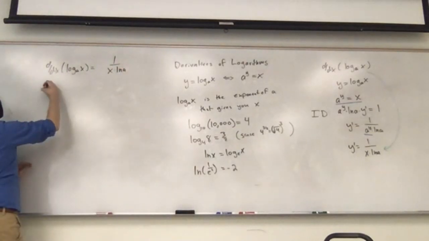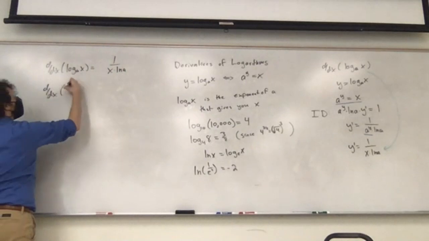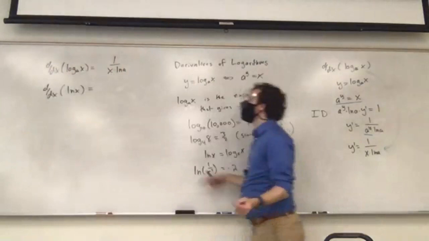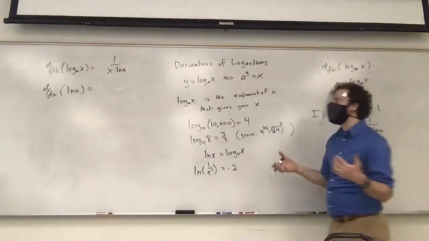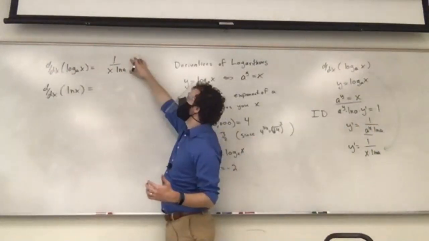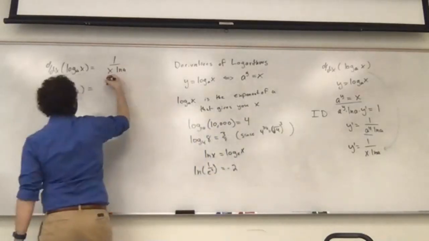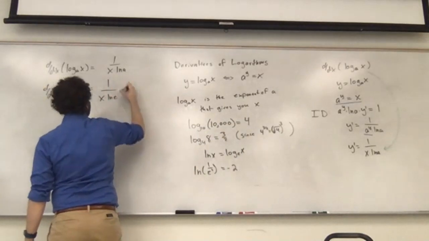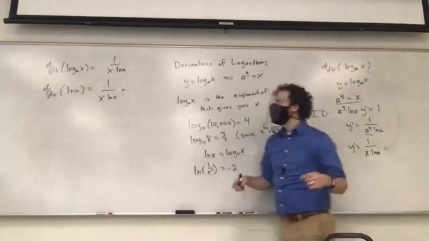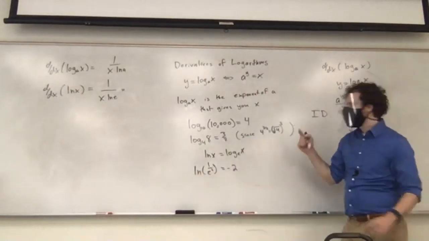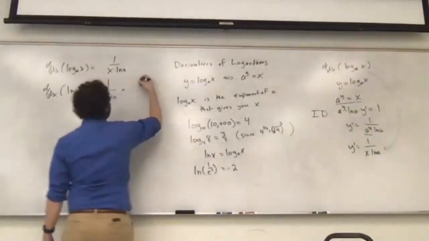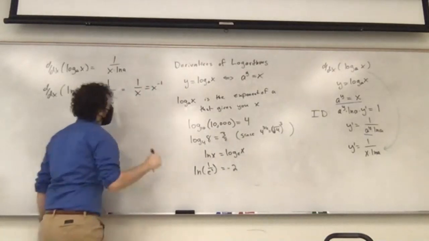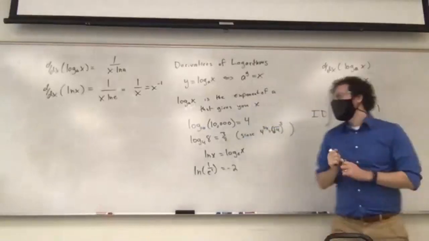A special case is, what is the derivative of the natural log of x? So the natural log of x is base e, so that means when we take its derivative using this general formula, we get 1 over x times the natural log of e. But the natural log of e is 1. So we get just 1 over x, or x to the minus 1, if you want to write it like that.